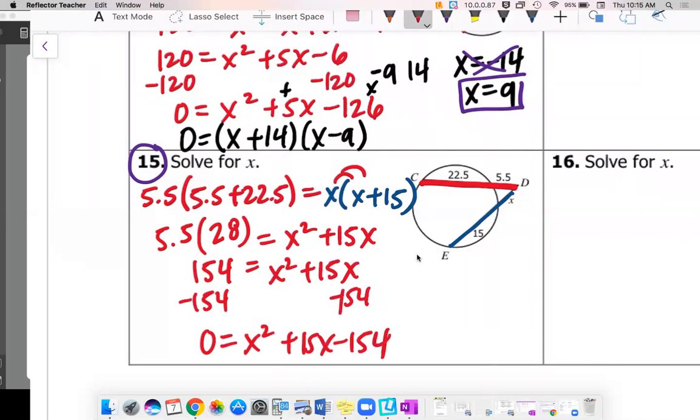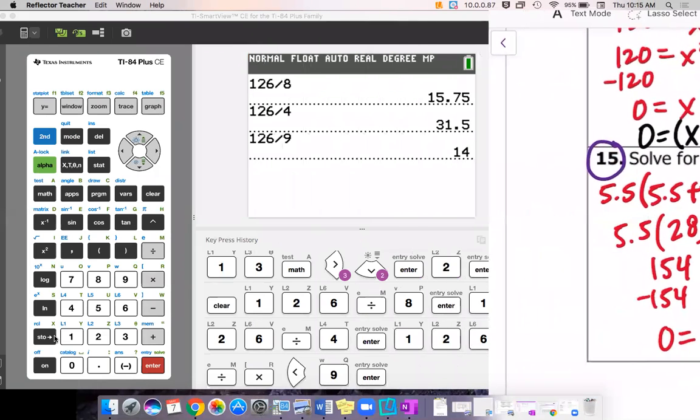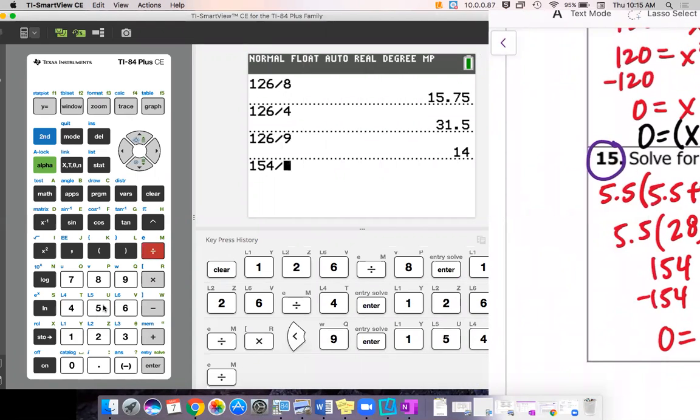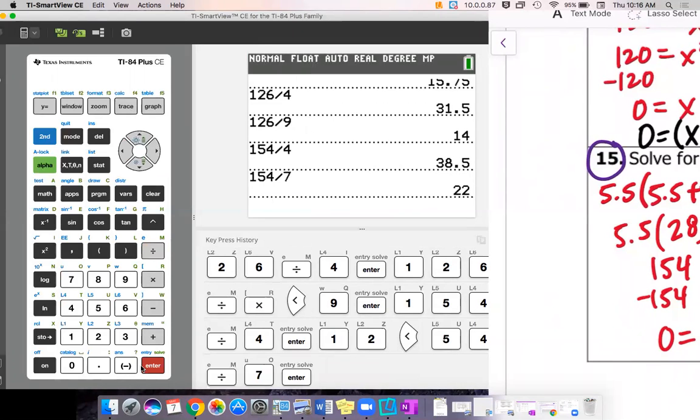And then remember to factor, you're looking for things that multiply to be negative 154 and add to be 15. So if we go back to our calculator over here, we're looking for 154. So let's take 154 and let's just start dividing. So maybe 4. Doesn't work. 154 divided by, I don't know, 7. Well, that one works. Okay, so 7 and 22.